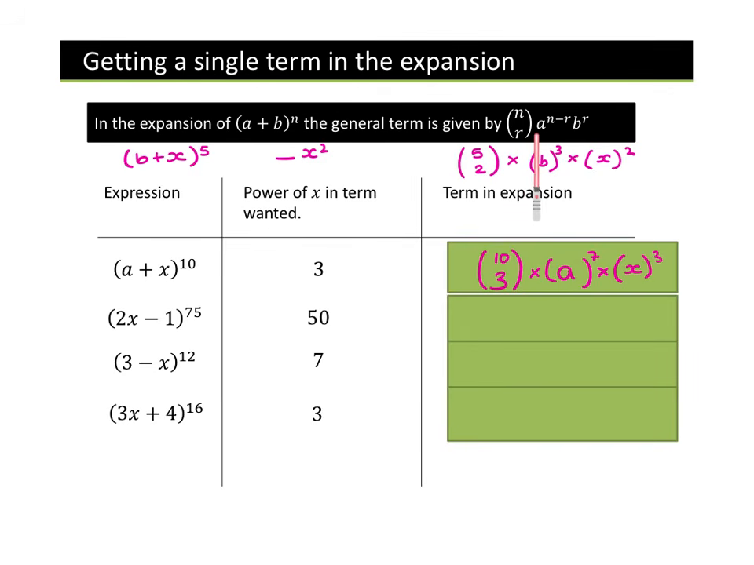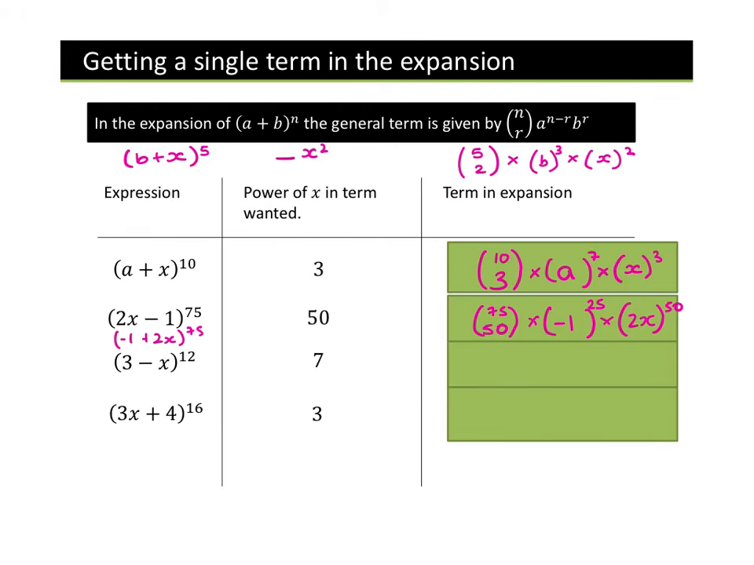The nth term is given by nCr times a to the power of n minus r, times b to the power of r, where b is what we're doing in ascending powers, normally where we put our x. So for our (2x − 1) to the power of 75, I would rearrange this to get (−1 + 2x) to the power of 75. We want x to the power of 50, so our −1 must be to the power of 25, because our total power is 75, multiplied by 75 choose 50.